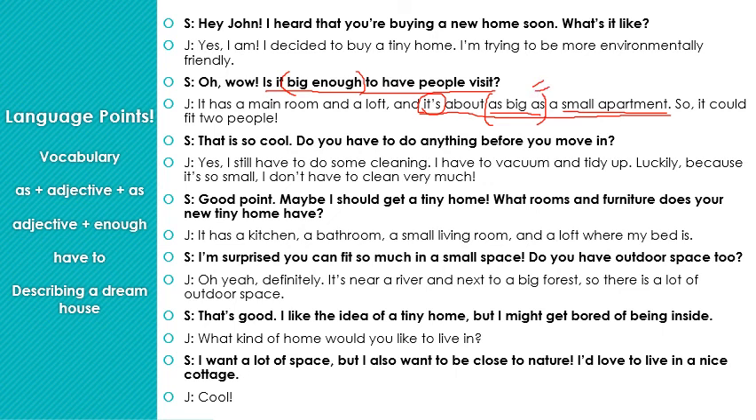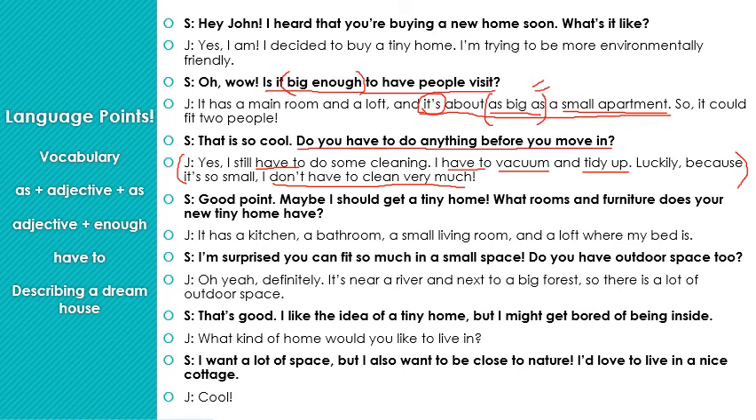Next, we're going to see some examples of have to. In this conversation, John is moving into a new home. So the question is, do you have to do anything before you move in? In his answer, John talks about some chores he has to do, and he uses have to. We can also see some vocabulary here. I have to vacuum and tidy up. I don't have to clean very much.